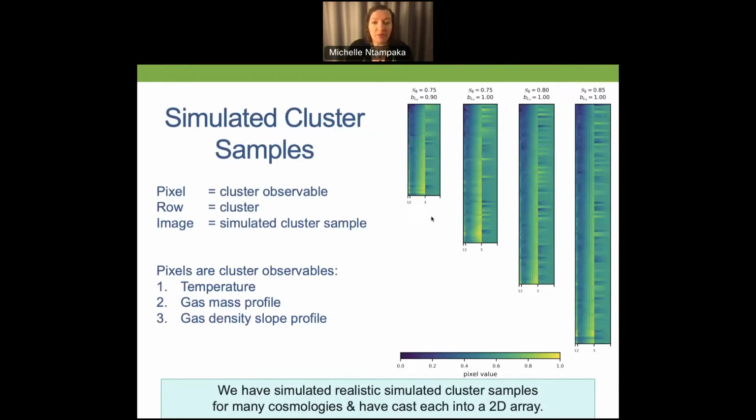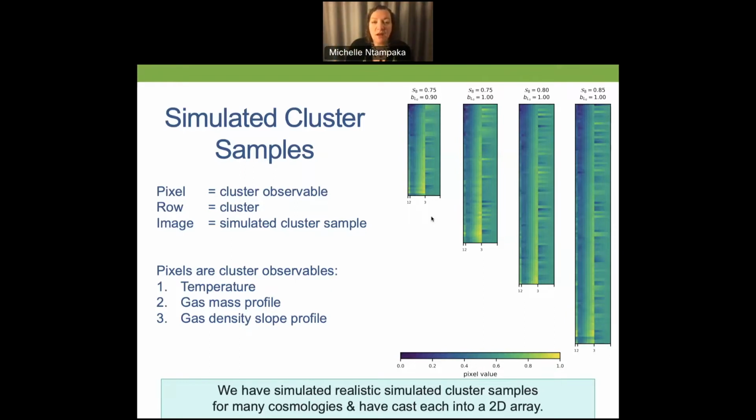For this work, I'm going to be putting my simulated cluster samples into a 2D array. I've shown a couple of examples here on the right-hand side, but let me talk you through what each of these are. Each pixel in this 2D array is a cluster observable. That's going to be something like a cluster temperature, a cluster gas mass profile, a cluster gas density profile. Cluster information is arranged in a row. And each of these 2D arrays or images is a full simulated cluster sample with the most luminous cluster at the bottom and the least luminous cluster at the top.